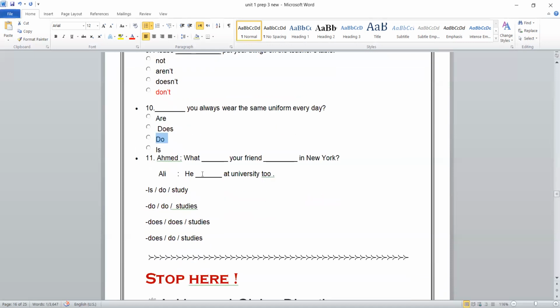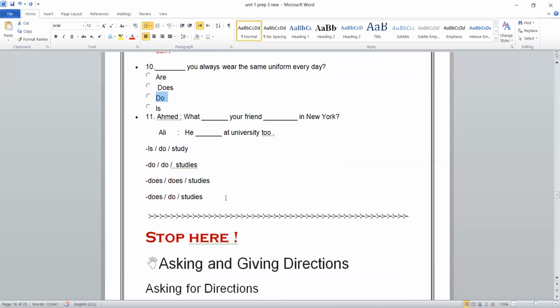Ahmed, what blank your friend blank in New York? He blank at university too. Think about this. We have three multiple choices. Is, do, study; do, do, studies; does, studies; does, do, studies. What does your friend do in New York? He studies at university. So the last one is the right answer.